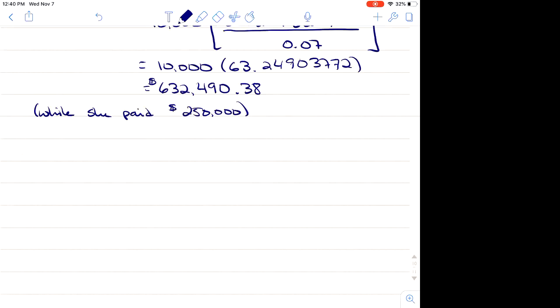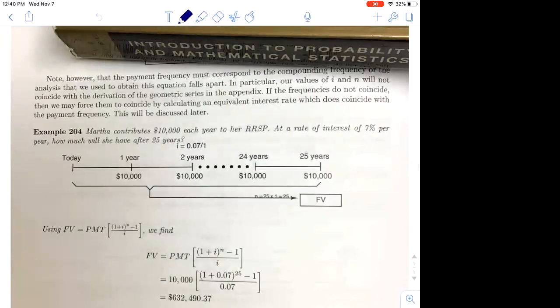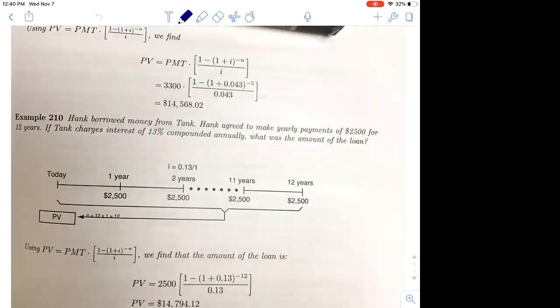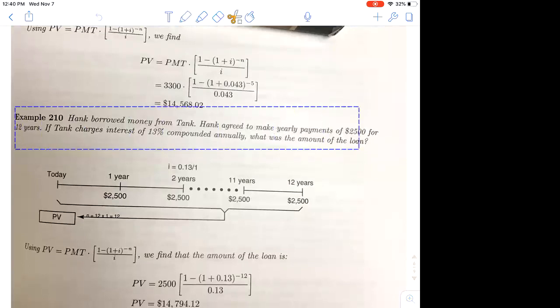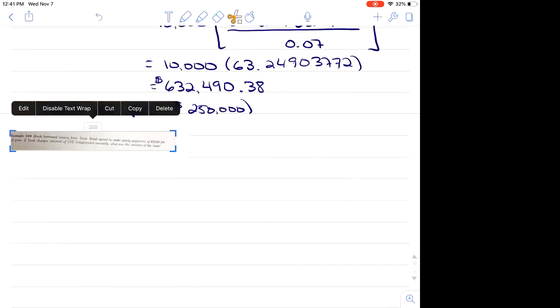Let's do one more example, and then we can get out of here. How about that? 210. Oh, this is the funny one. Okay, I'm glad this came up today. Well, it's not that funny. The names are funny.